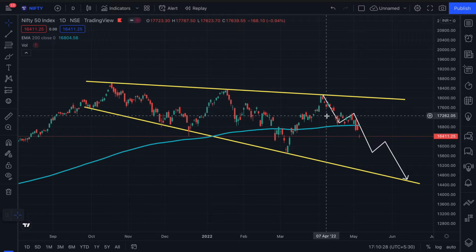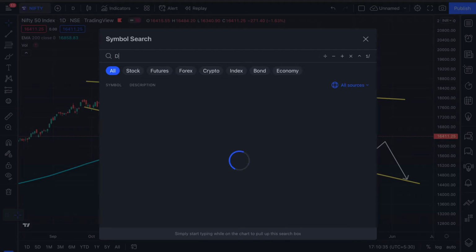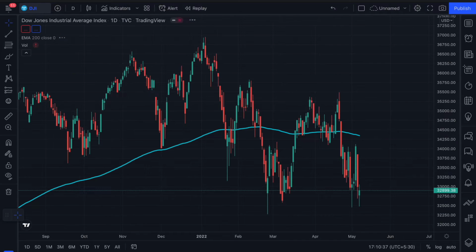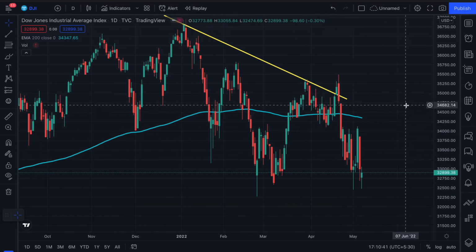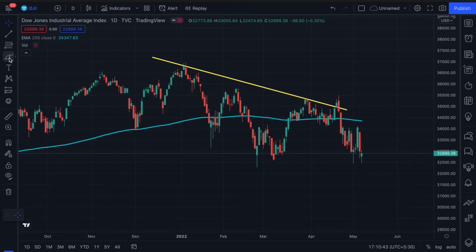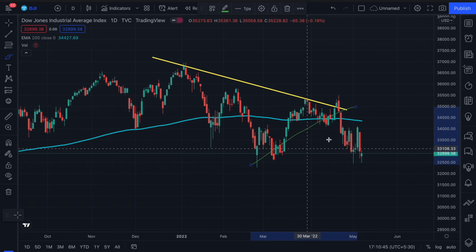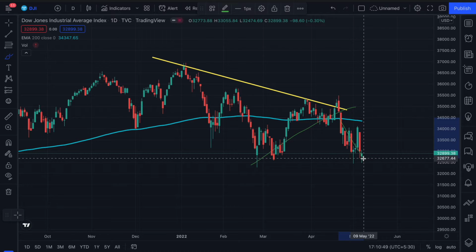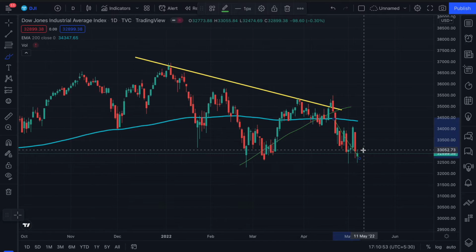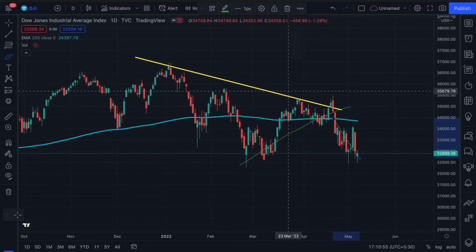Also, the global market, especially the US market, has been declining sharply. I'll show that to you in a second. So this is Dow Jones. Just have a look at this. It has gone down. Just look at the volatility here, right from around this breakdown of this symmetrical triangle. It has declined to about 32,670, right? So this is a major downside movement.